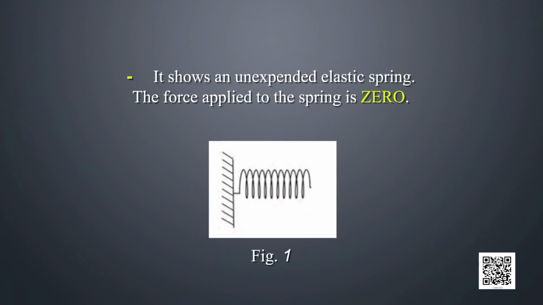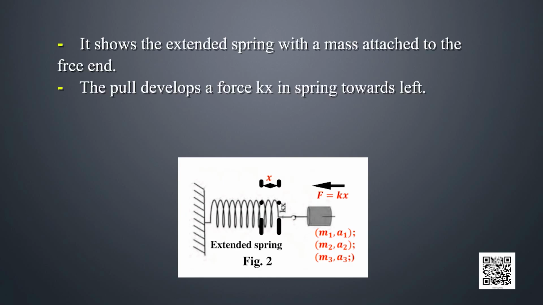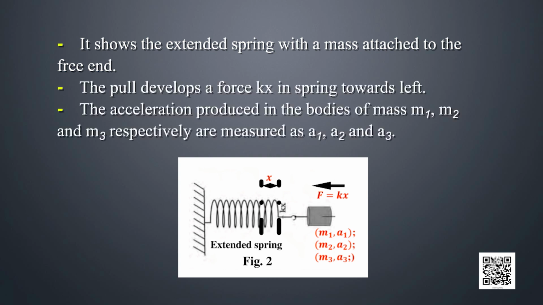To further explore this quantitative relation, consider the following experiment. Figure 1 shows an unextended elastic spring. The force applied to the spring is 0. Figure 2 shows an extended spring with a mass attached to its free end. The pull develops a force kx in the spring towards left. The accelerations produced in the bodies of mass m1, m2 and m3 respectively are measured as a1, a2 and a3.